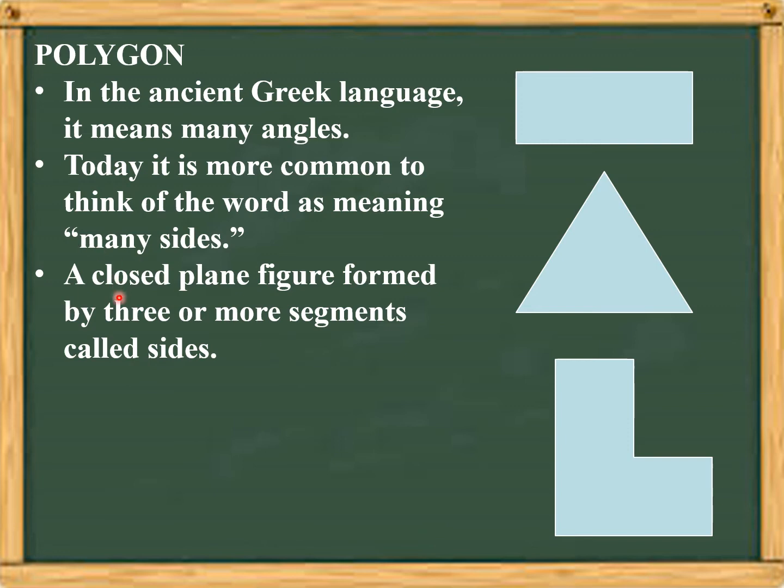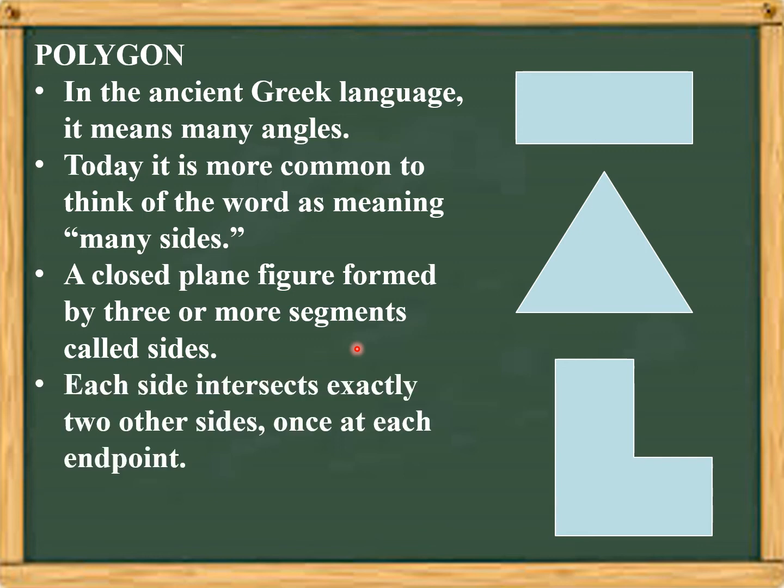So please take note mga kabilang na ang polygon ay closed plane figure. So when we say closed, ibig sabihin nakasara ang ating figure. So kung plane figure, ito ang mga halimbawa ng ating plane figure. So it is closed plane figure. Always remember when it comes to polygon, it is formed by 3 or more segments. So ibig sabihin, 3 segments ang pinakamababa para makabuo tayo ng polygon.